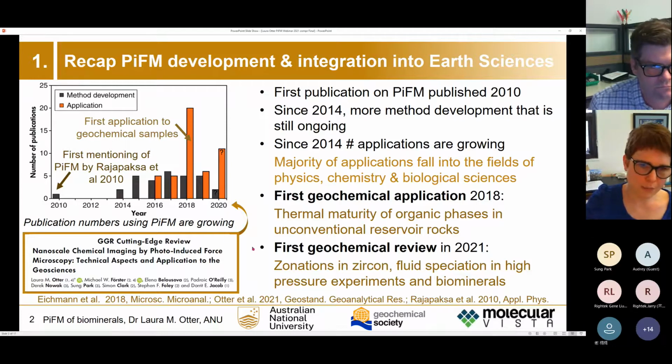And then the next step into the geochemical area was perhaps done with our review paper that you can see here. That was just published earlier this year, so just off the chart here. In this review paper, we looked at zonations in zircon, fluid speciations in high pressure experiments, and biominerals. And this is the part I'm going to show here.